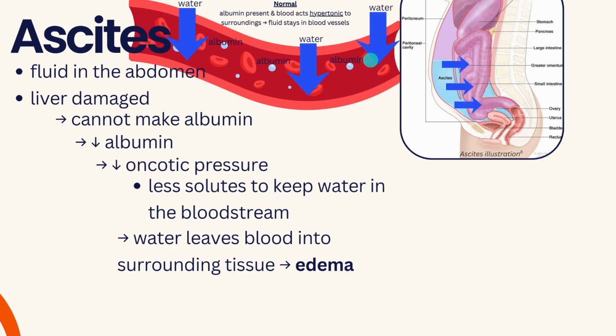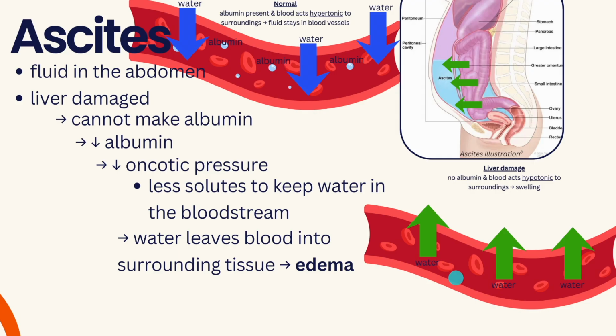With the presence of normal levels of albumin, the blood vessels act hypertonic to the surrounding interstitial tissues. Now, without albumin, so there's no more albumin here, the blood vessels will act hypotonic to the surrounding interstitial tissues, and so water is going to leave.